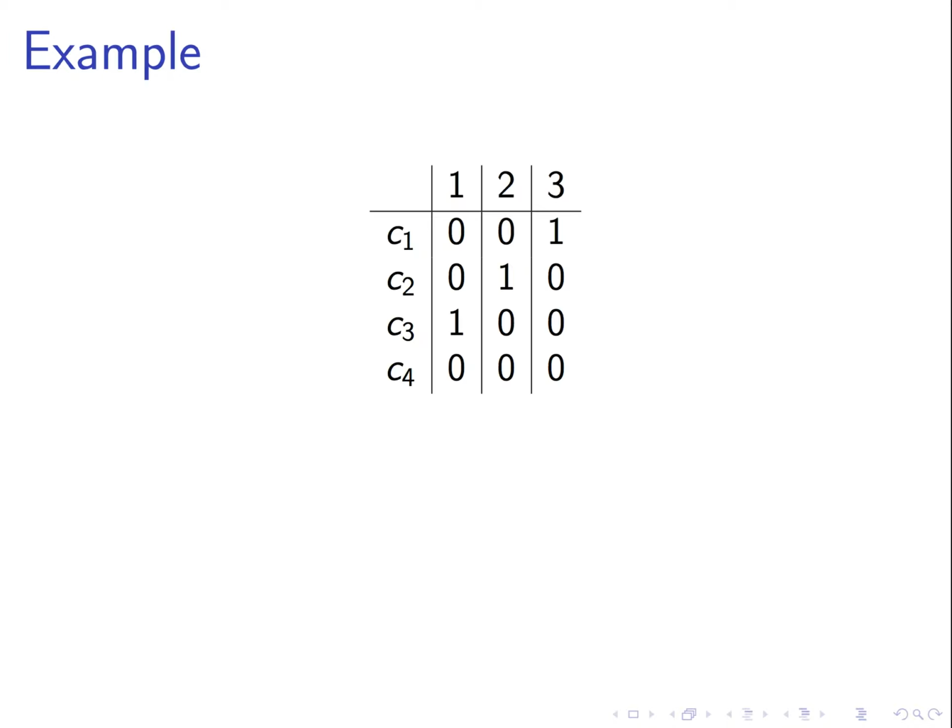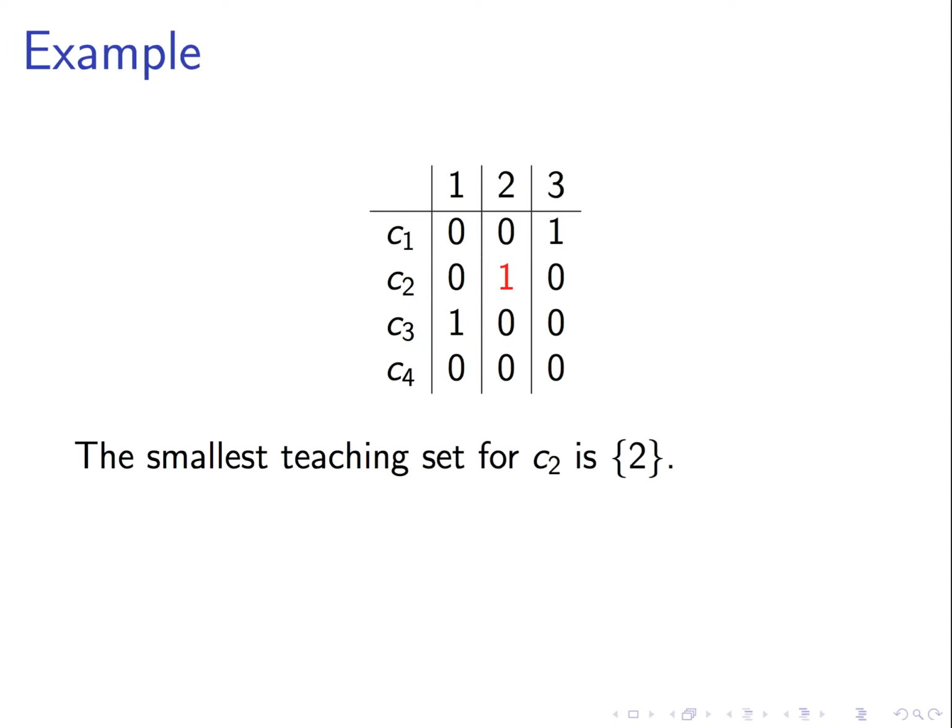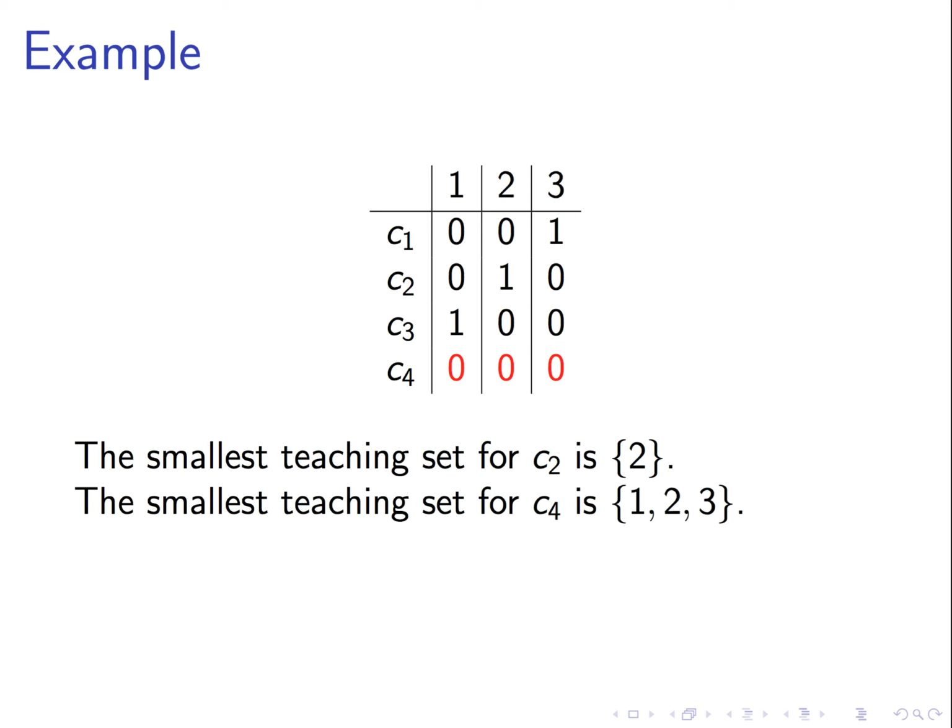Now let's look at an example. Assume we have 4 concepts and the domain size is 3. If the teacher wants to teach the concept C2, she can simply reveal the 1 on the second column, because C2 is the only concept that has a 1 there.